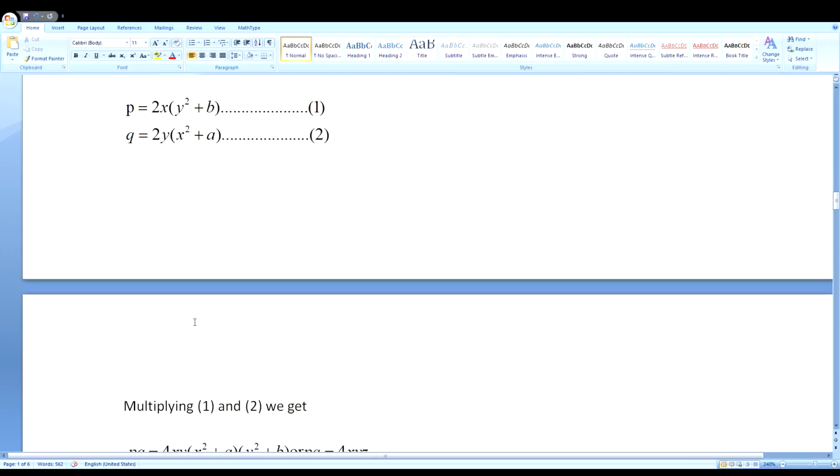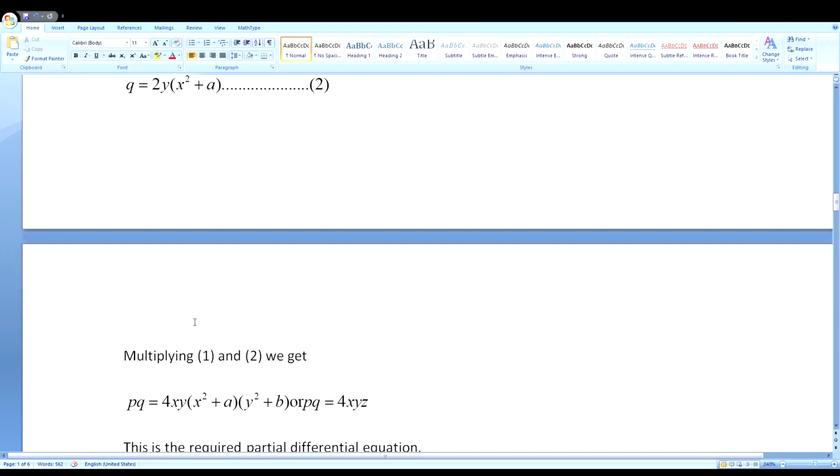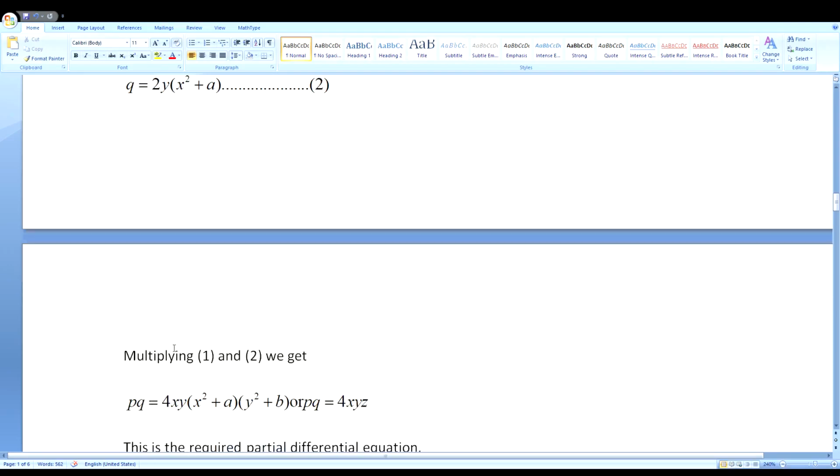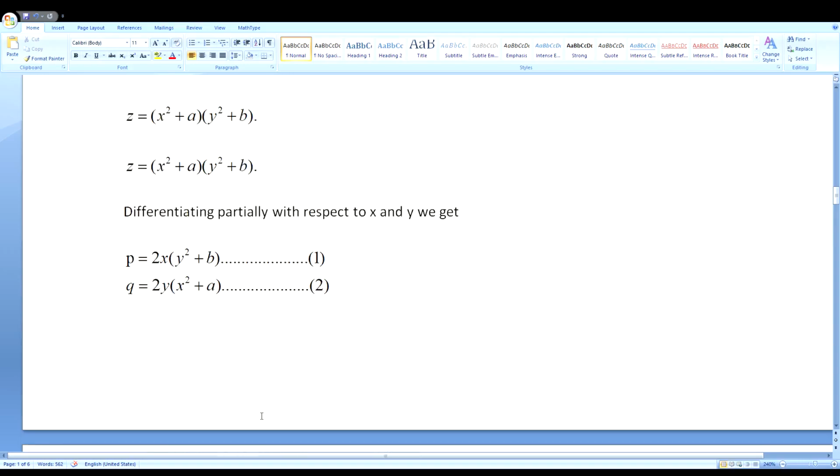Now multiplying 1 and 2, we get pq equal to 2x into 2y, that is 4xy, into (x² plus a) into (y² plus b). Or we can say pq equal to 4xy, this is z.